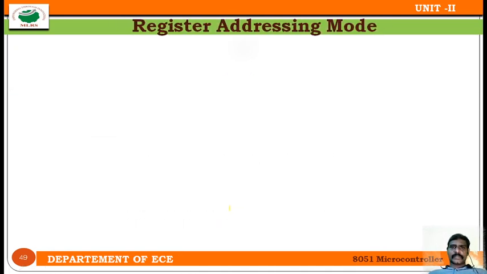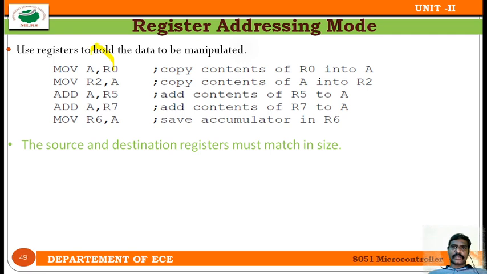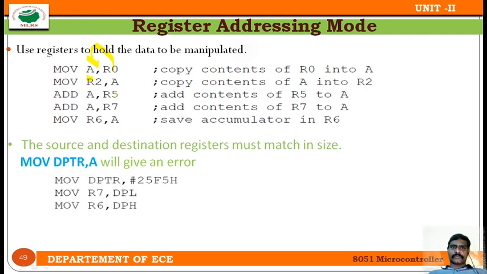The next type of addressing mode is register addressing mode. Here we use a register to hold the data, that means the register is the operand for manipulation. These are a few examples of register addressing mode, where R0 is one of the registers whose content is moving into the accumulator. Accumulator content is moving to R2, R5 to A, R7 to A, accumulator to R6.